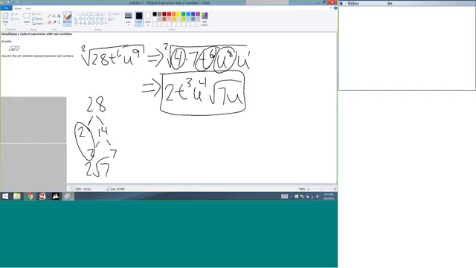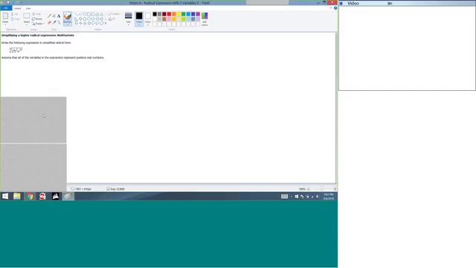Okay, so now, similar, but now we're changing it, instead of square roots, to cube roots. So the idea is the same. However, instead of looking for things that are divisible by 2 or perfect squares, we need perfect cubes or things that are divisible by 3. So we have 27, t to the 5th, and w to the 11th.